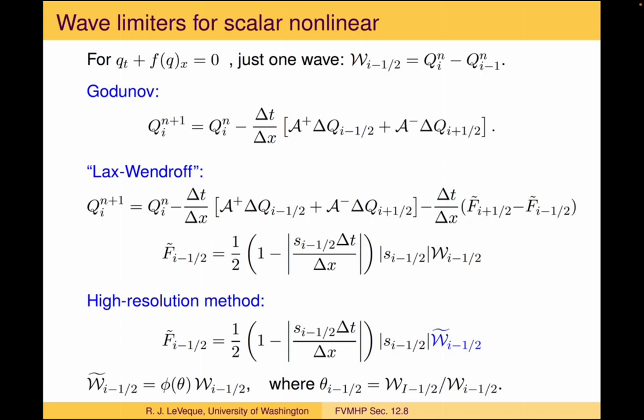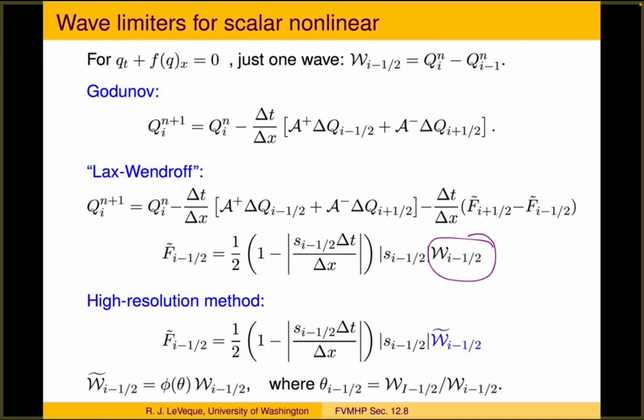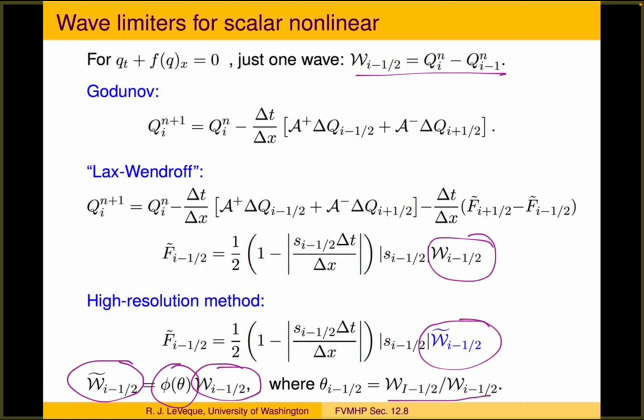So if we want to make this a high resolution method, because again, Lax-Wendroff will give us problems with oscillations, then the idea, just as for the linear case, is that we replace this wave, which was in the scalar case just the full jump from one cell to the next, by a limited version W tilde. And the W tilde wave in the scalar case, at least, can be defined in exactly the same way it was for advection, where we derived these high resolution limiter methods. In other words, the correction wave is the original wave modified by some factor phi of theta, where theta is a ratio of the wave coming out of the Riemann problem in the upwind side.